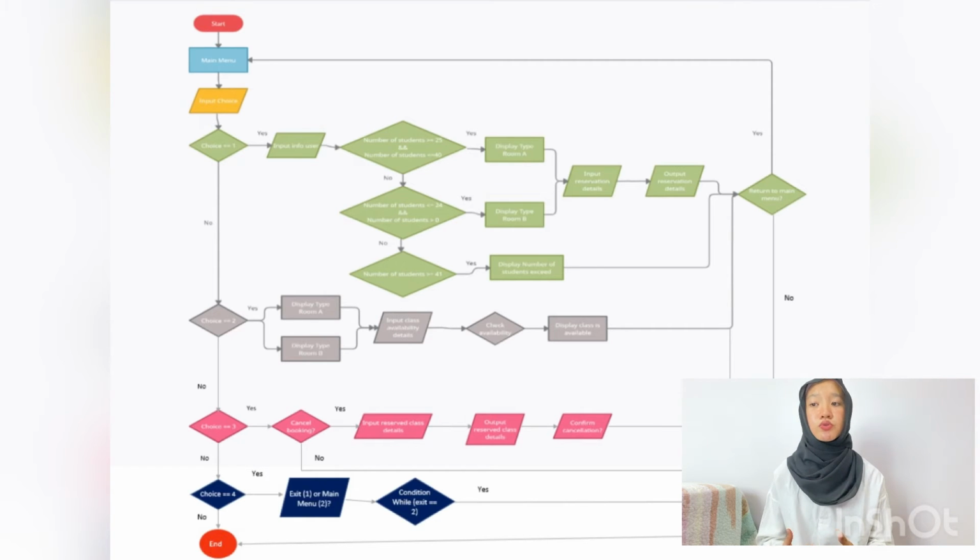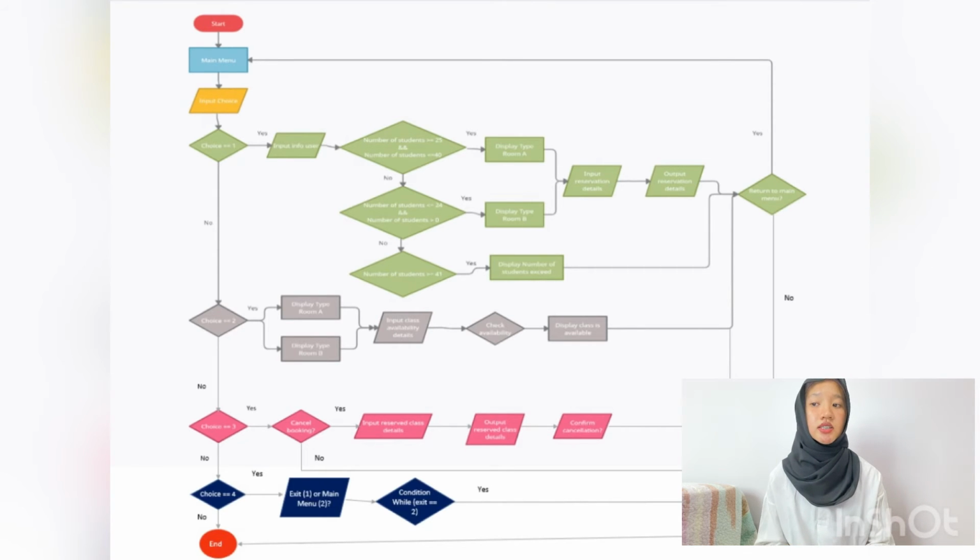Same goes for the second condition, where the number of students ranges between 0 to 24. It will display type room B, that will accommodate a number of students of 24 to 0. And the user has to input the reservation details, and the system will output the reservation details and confirm the booking. And then same, it will ask to return to the main menu, yes or no. If no, then you will exit.